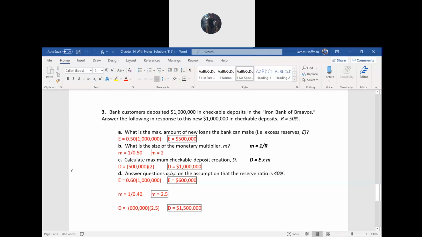All right, so if they have to keep 40% on reserve, they can lend out the other 60%. And so 60% of $1 million, they can now lend out 600,000, right? Okay, and then calculate the monetary multiplier, which is 1 divided by R. And so 1 divided by the reserve ratio, which is 40% or 0.4. 1 divided by 0.4, we now have a monetary multiplier of 2.5.